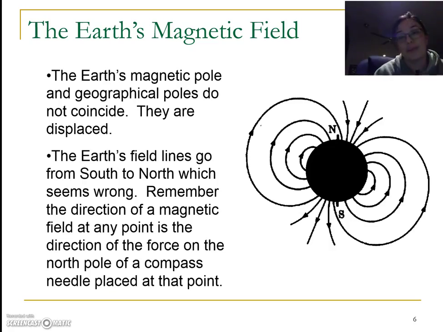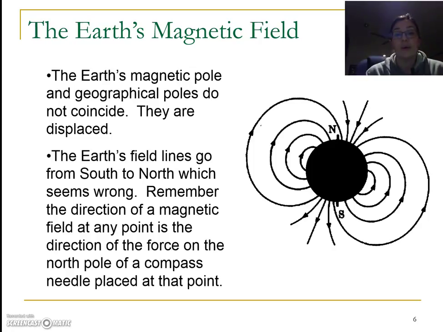Now we get to talk about something that we should all be familiar with, which is the Earth. We know that the Earth has a North Pole and a South Pole. We've also probably heard of magnetic poles, and probably all seen a compass before. So here's where it gets a little bit interesting. The Earth's magnetic poles and geographical poles do not coincide.